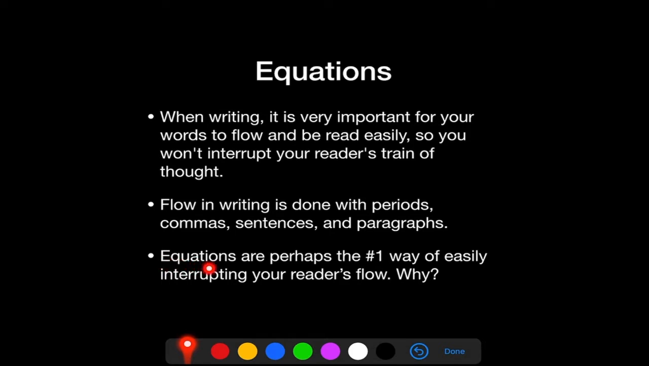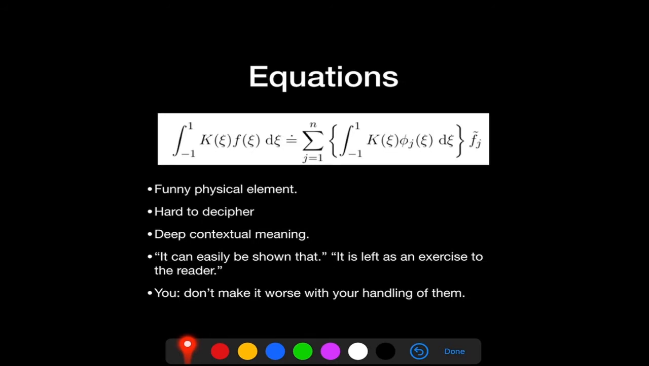Now, equations that you'll be writing with are perhaps the number one way of easily interrupting the reader's flow. And I think this is something you're familiar with from, say, reading a very dense physics textbook. Why is that? This is just an equation that I pulled off of Wikipedia, probably one of the most intimidating ones I could possibly find. I have no idea what it means, but here it is. But you're familiar with this.